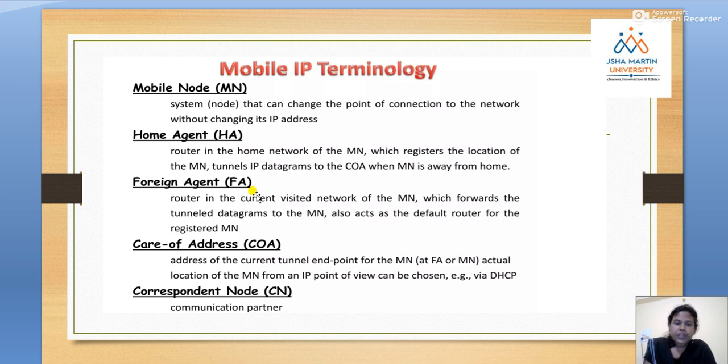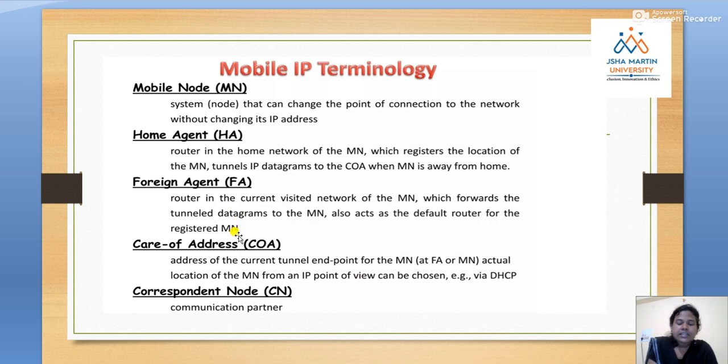Okay, so that's why this is known as the foreign network, and the router which is connected to the foreign network is known as the foreign agent. Okay, the router in the current visited network of the MN, because here the mobile node is now present in the foreign network, that's why the foreign agent holds the current address of the mobile node.